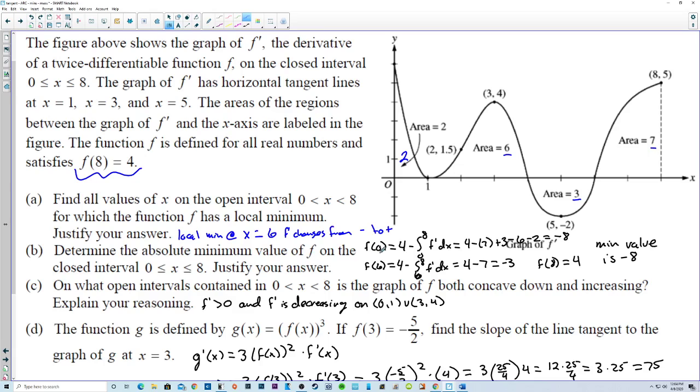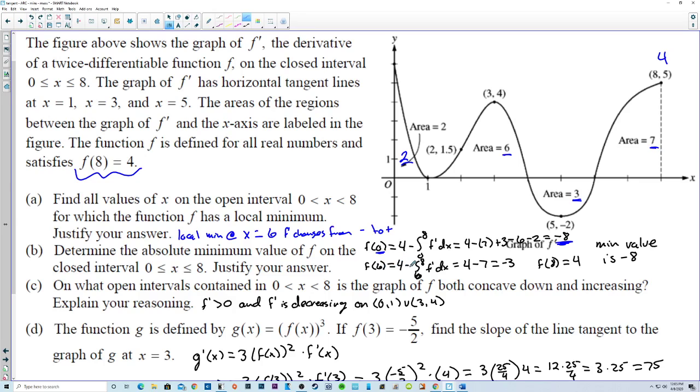B, determine the absolute minimum value of f on the closed interval 0 to 8 and justify your answer. So here's f of 0. That's an endpoint. Now they say that f of 8 is 4. So over here, we're starting with the value of 4. So we go 4 and then subtract from 0 to 8. We're going backwards. So we have 4, we're going to minus 7, add 3, minus 6, minus 2. And you get a value of negative 8. Here's the local minimum. That could be the overall minimum.